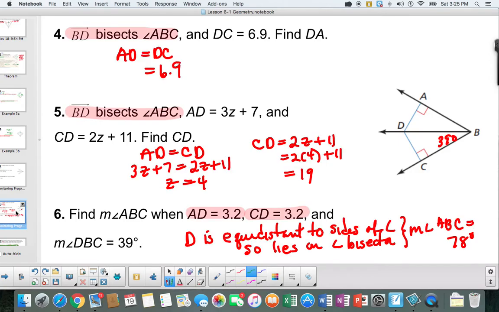Here are the answers. I saw an angle bisector, so I know I had equidistant. On number 6, I saw that AD was going to be 3.2, and this was going to be 3.2, and because these are perpendicular, I knew that D is going to lie on the angle bisector. And since this was 39 degrees, I know that the measure of angle ABC will be equal to 78 degrees because it's going to be double this number.